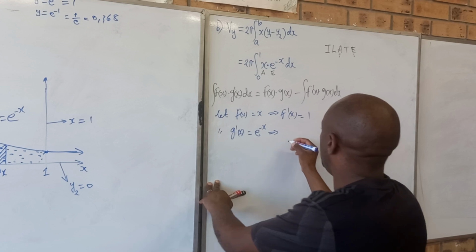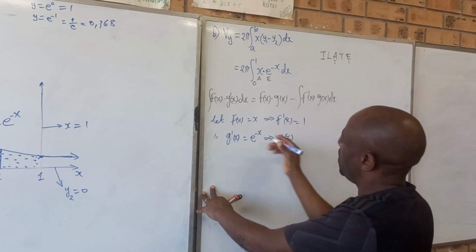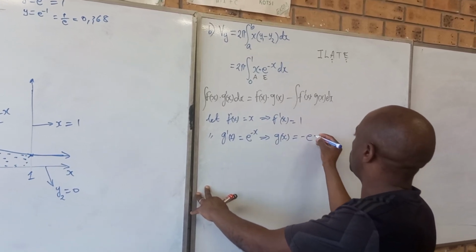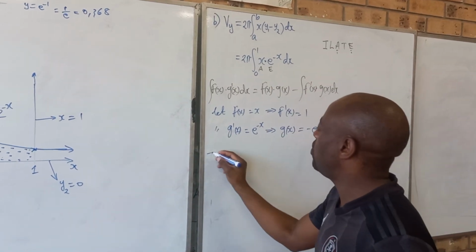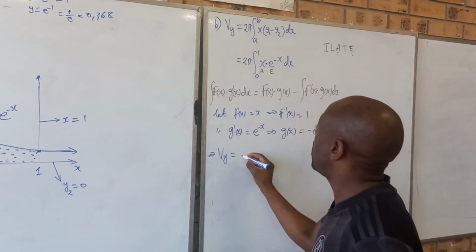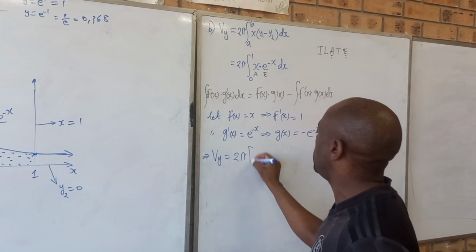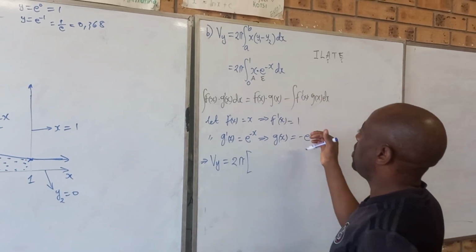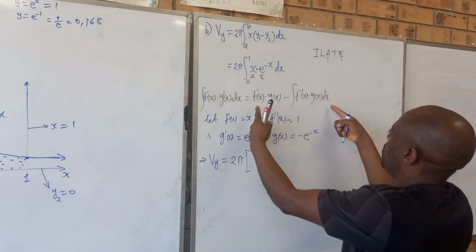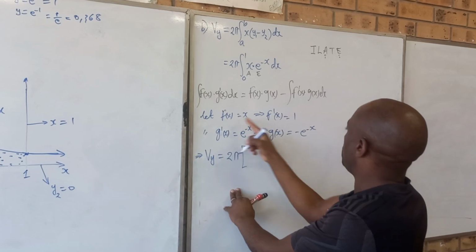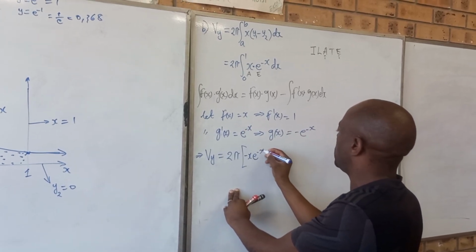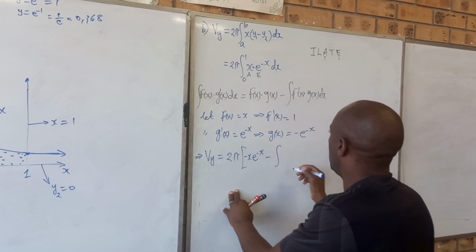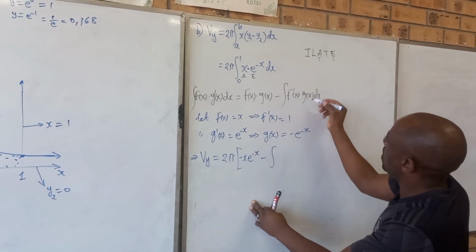If I integrate g prime to get g, according to page 2 of your formula sheet, you get negative e to the power negative x. Then you can go back now to your volume. So our volume Vy is 2 pi into. Then I substitute into this portion of the formula. I need f and g. That will give me negative x e to the power negative x minus the integral of f prime g. So that it goes here.